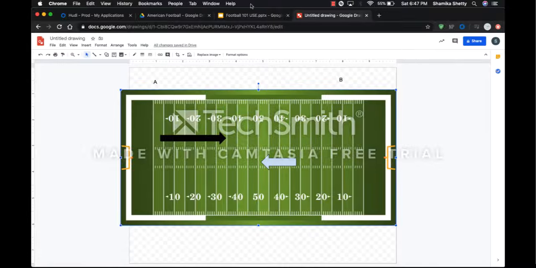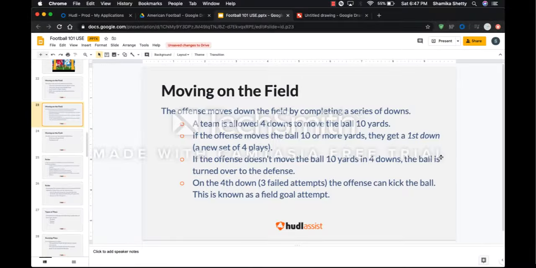So what happens is the ball is turned over to the defensive team. Turnover means the ball is now in possession of the defensive team. They have to give the ball to the defensive team. Let's go through this again.